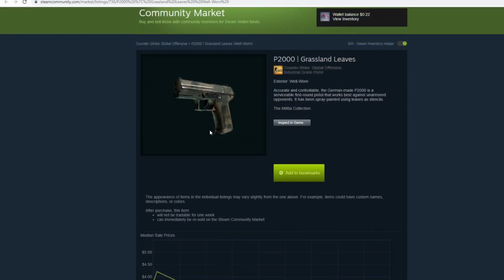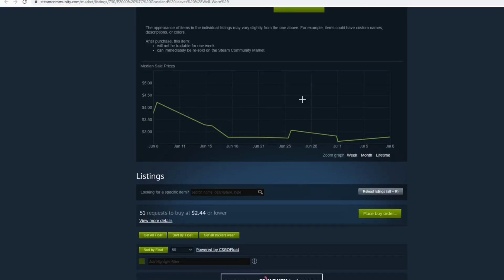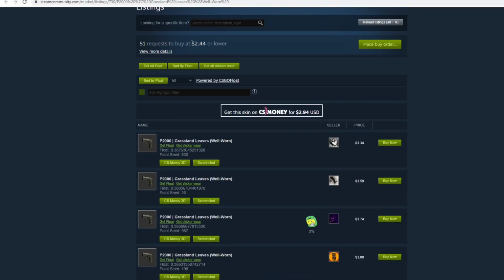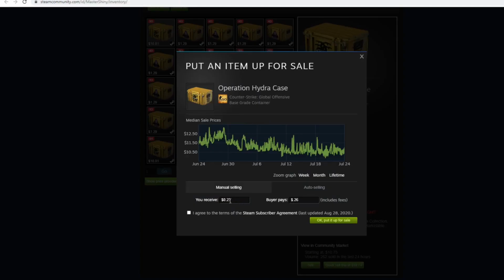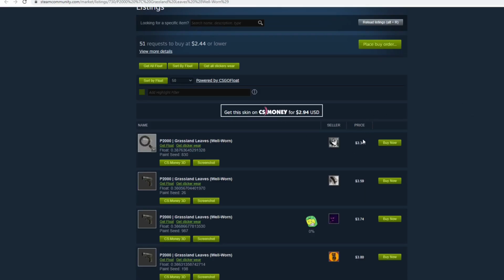Now that you have a little bit more money in the bank, you've got a lot of options that you can go through here. I start to look at a little bit of the older collections. I've got this P2000 Grass Leaves here in Well Worn, and I can see there's obviously a huge difference. Buy orders, I could get one for $2.45, sell it for $3.30-ish. So if I put in $2.45, I received $2.45. I would only have to sell it for $2.81 to break even, and there's a little bit of room there.